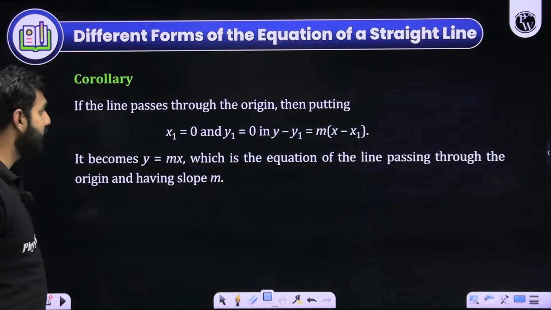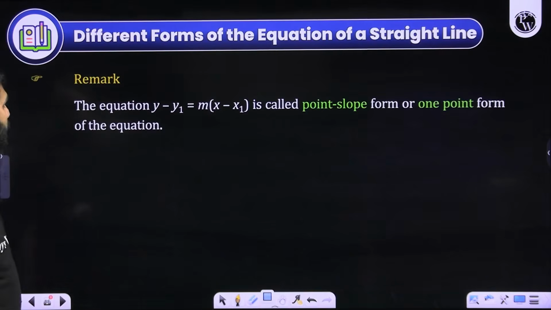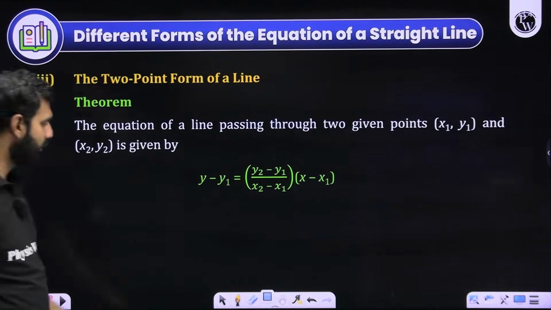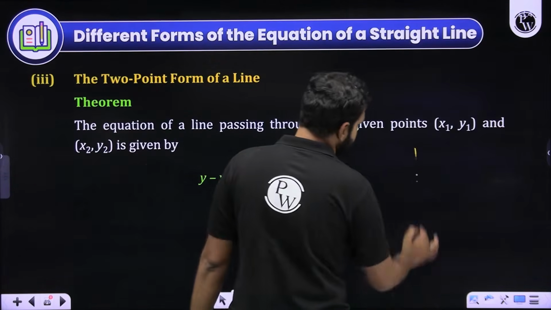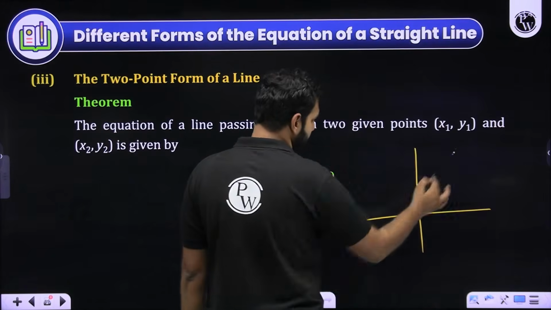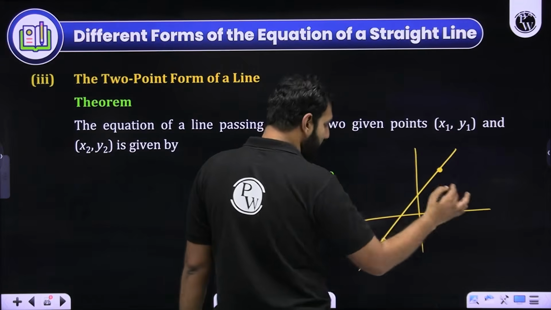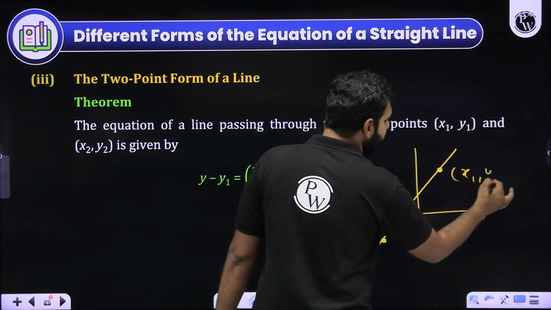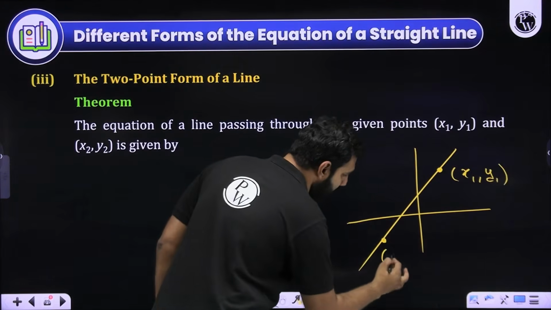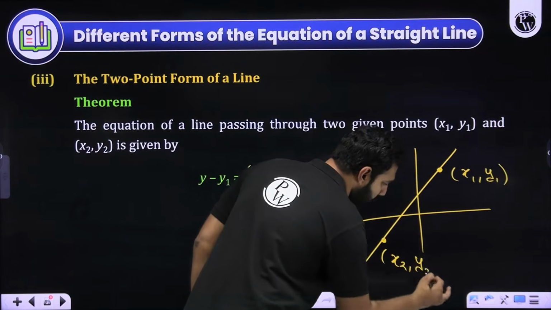Now, if you have understood that result, let me go ahead with some more conclusions, right? After this is the two-point form of a line. What does it mean? Let's say there is a line. And I am not told a lot of details about this line, but what I know is that this line passes through two points, (x1, y1) and (x2, y2).